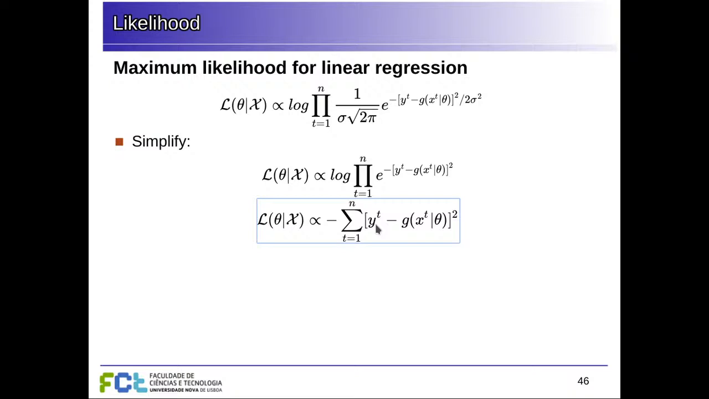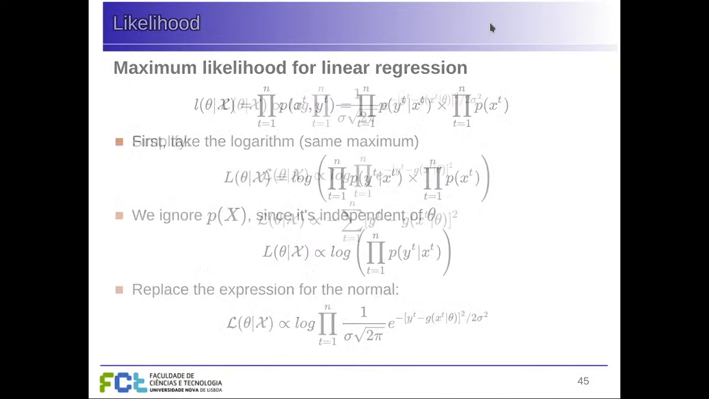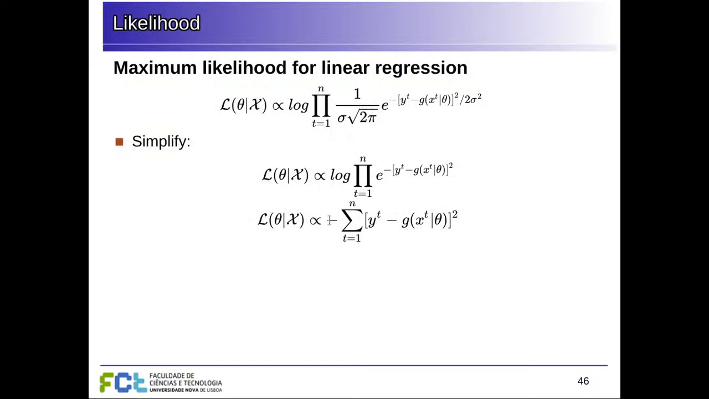So in this case, the maximum likelihood solution for a linear regression, when we assume in our model that we are trying to predict the actual value plus or minus some error that is normally distributed, if we assume this, then we reach this loss function that we need to minimize to adjust our parameters.